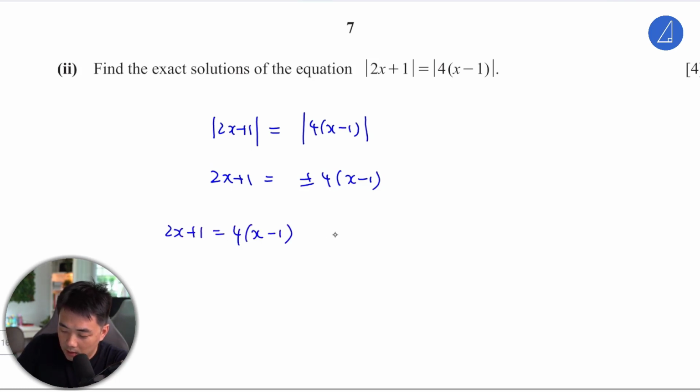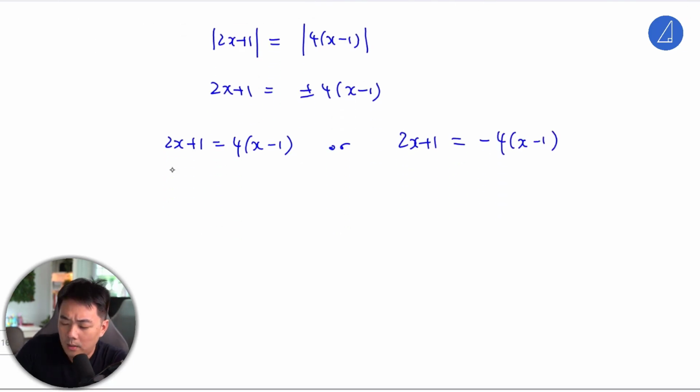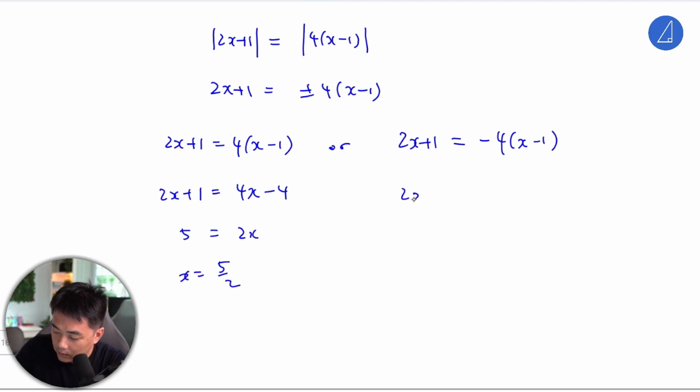Alright. Then in this case, what we get is 2x plus 1 equals 4x minus 1, or negative 2x plus 1 equals negative 4x minus 1. That will be 2x plus 1 equals 4x minus 1, after which we get 2x equals 5, x equals 5 over 2. In this case, 2x plus 1 equals negative 4x plus 4, so 6x equals negative 3, x equals negative half.